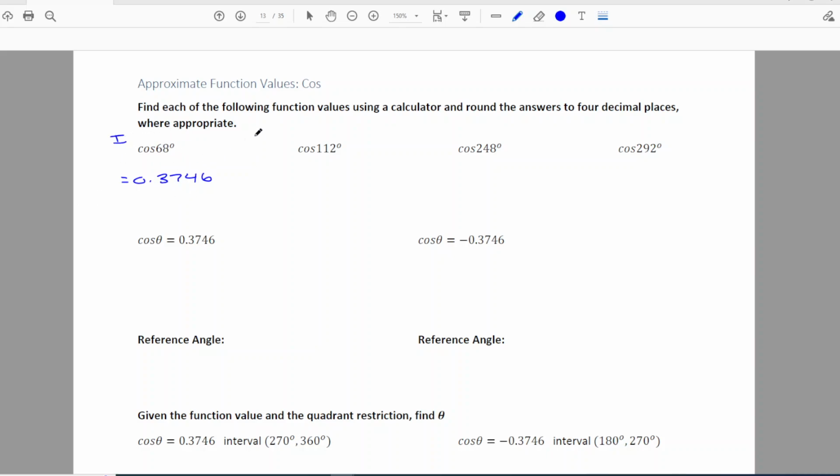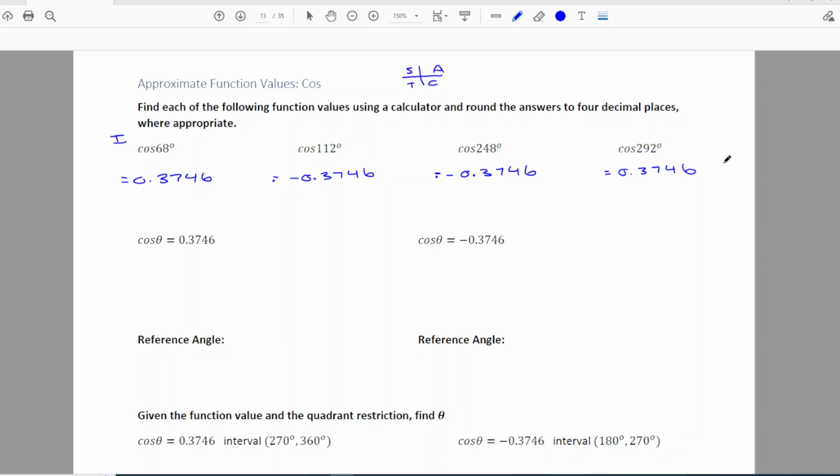Now, if you don't want to touch your calculator again, we could look at the CAST rule. In quadrant 2, I'm predicting that it's going to be negative 0.3746. In quadrant 3, I'm predicting that it's going to be negative 0.3746. And in quadrant 4, it's going to be positive 0.3746. If you're unsure, plug that into your calculator.